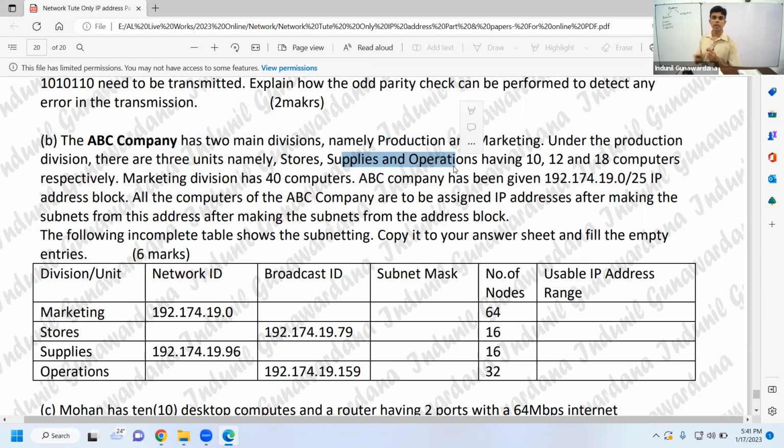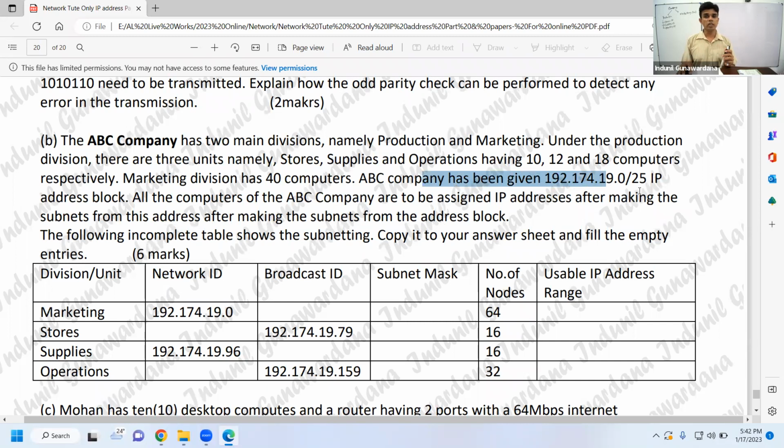These have 10, 12, and 18 computers respectively. The marketing division has 40 computers.